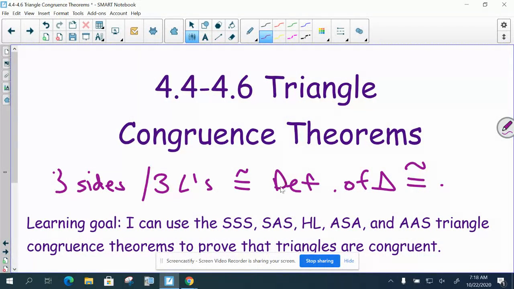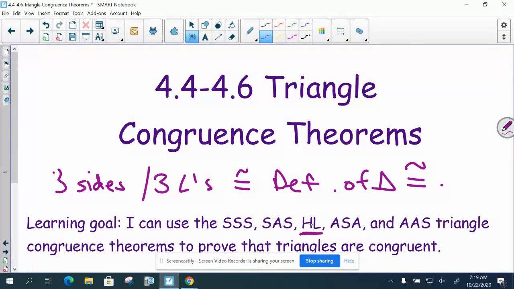However, we have some shortcuts in order to prove that two triangles are congruent. And those are listed right here: SSS, SAS, where S stands for side and A stands for angle. If you know that three sides are congruent, then you know that the triangles are congruent. If you know that two sides and an angle between them are congruent, you know that they're congruent. And HL stands for hypotenuse and leg, so that's a specific right triangle theorem.